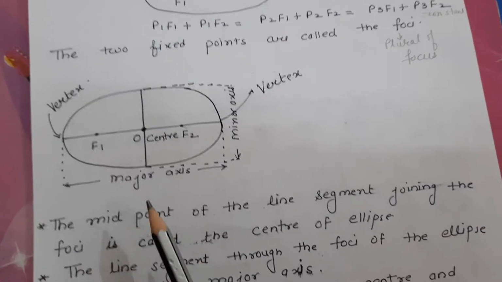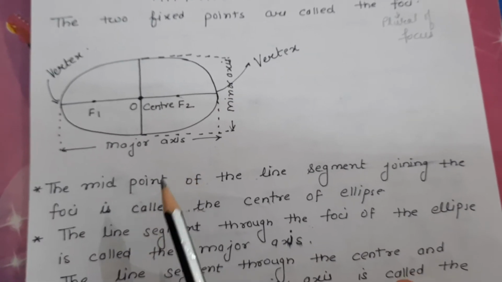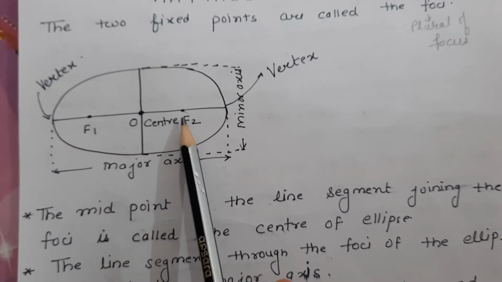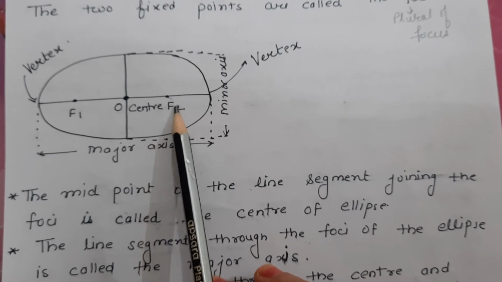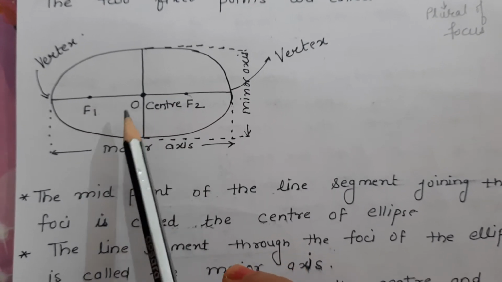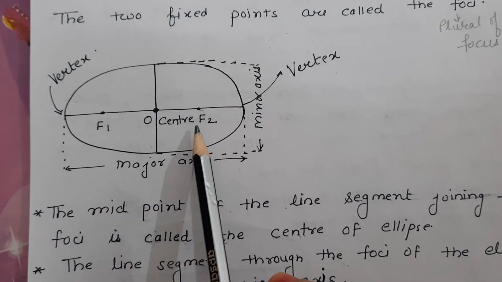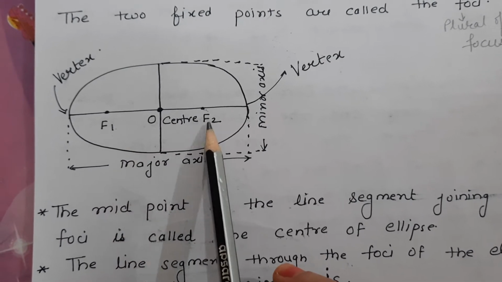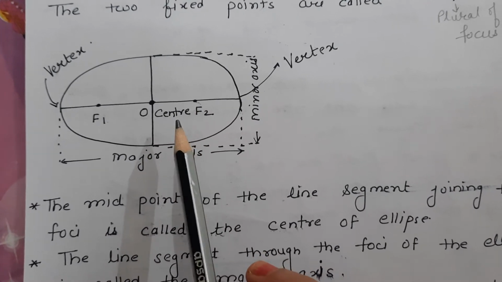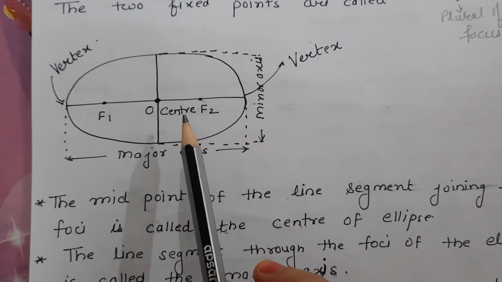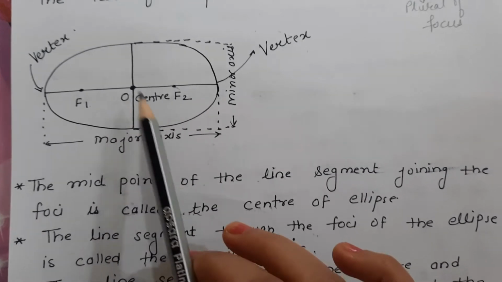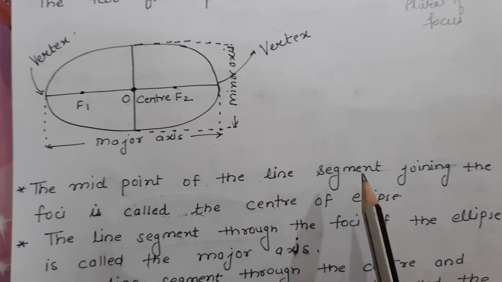Now, the important information regarding the ellipse is the midpoint of the line segment joining these two foci is called the center. In our syllabus, we are going to take the center at the origin. For standard cases, our center will always be at (0, 0). So this O is called the center of the ellipse.